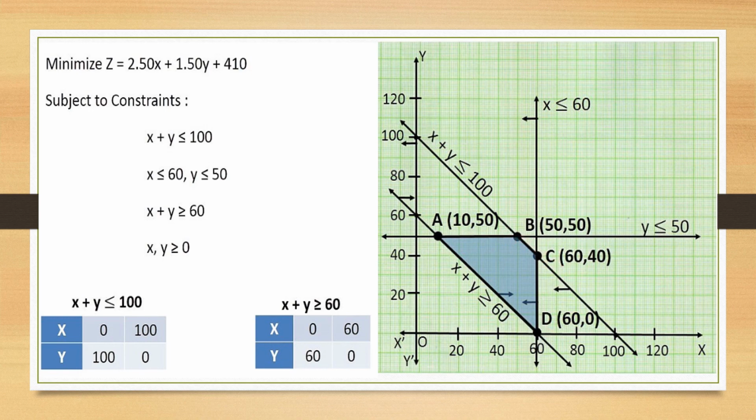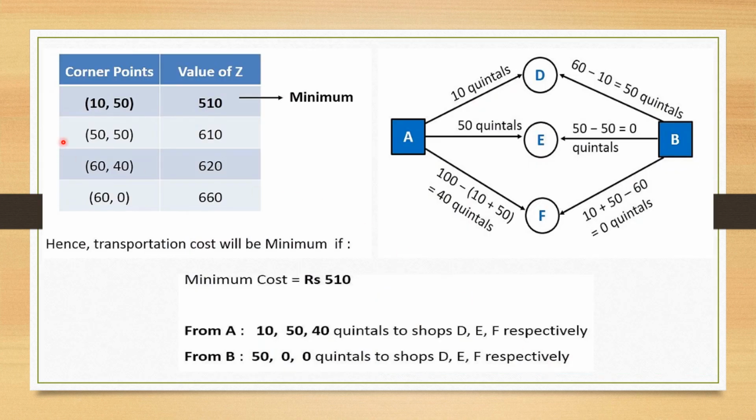So let us apply the corner points. For (10, 50), Z is 510. For (50, 50), 610. For (60, 40), it is 620. And for (60, 0), it is 660. And we needed to make our transportation cost minimum. So it is coming out minimum, 510, at the point (10, 50).